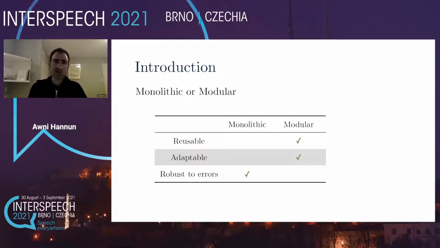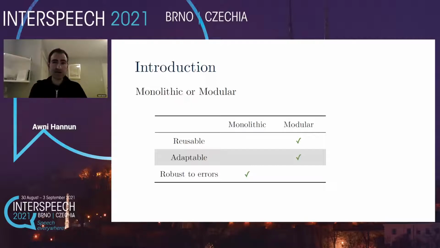Monolithic systems, on the other hand, usually have to be retrained or fine-tuned for every given domain because they attempt to do a lot more. They're not very modular. And that brings us to the second point, which is adaptability. Modular systems are more adaptable, usually because you only have to adapt a small part of the modular system, whereas the monolithic system usually requires a lot more data and fine-tuning or training for any given new domain.